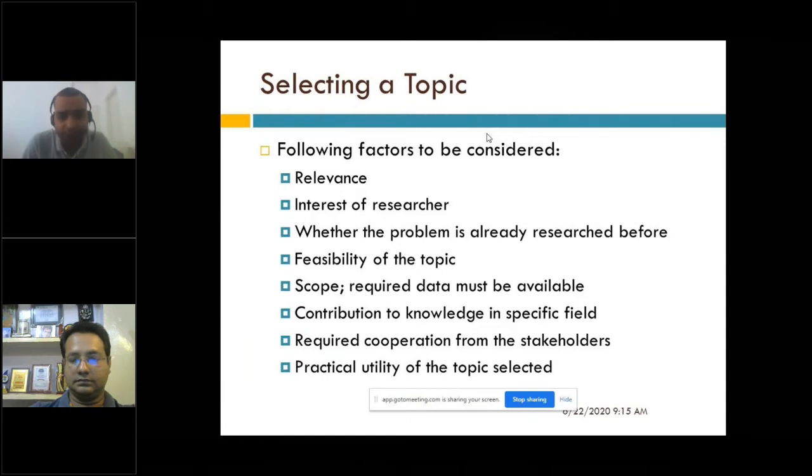Practical utility of the topic selected. See, many times research involves a lot of effort, a lot of time, energy, and many times resources as well. So it should give some value. It must give some utility to the society.